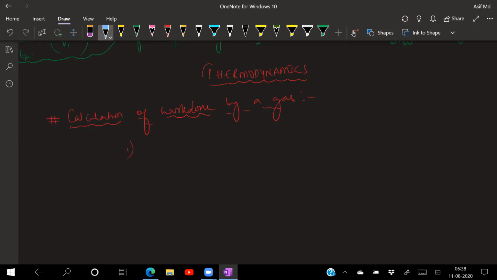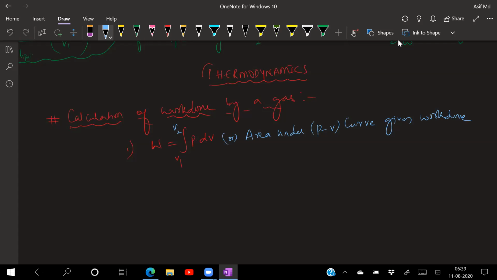First formula: what is the formula you'll be using? W is equal to the integral of P dV, with limits V1 to V2. W is equal to the integral of P dV, or the area under your PV curve. The PV curve gives the work done.